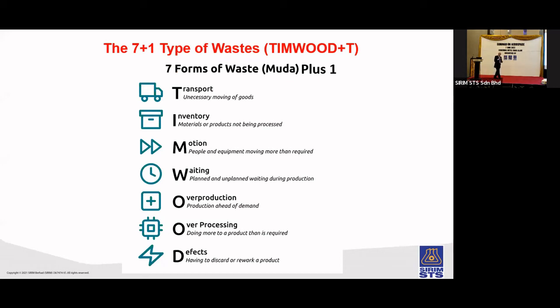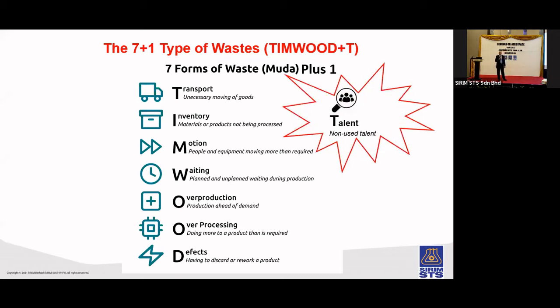Agak-agak apa tu plus 1? Siapa nak cuba? Apa tu plus 1? 7 plus 1. Anyone? Very, very important. Which is talent. T, the last T. Non-use talent. Maksudnya kita tak gunakan talent itu dengan sebaiknya kepada pekerja kita.